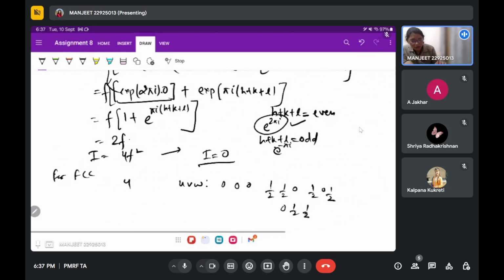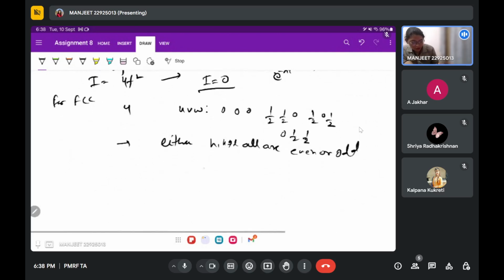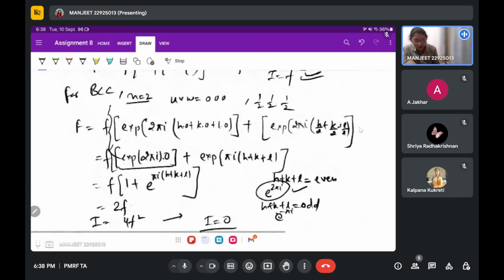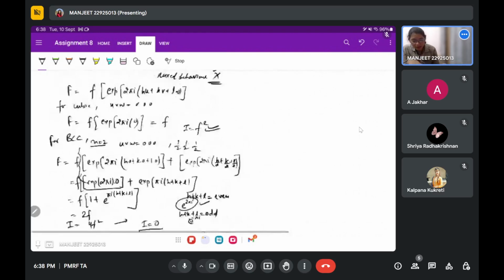Once you substitute it similarly like this, you will find that either your H K L are all odd or all even, otherwise it will not be allowed. Okay, so this is the way from where you can calculate which of the HKL values are allowed in which of the crystal lattices.